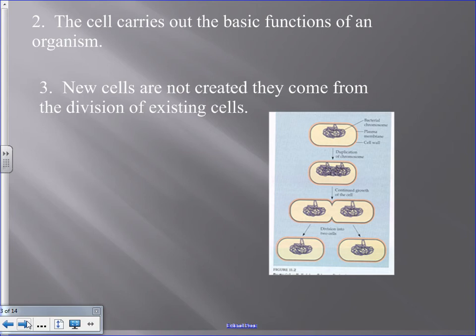So those are the 3 points of the cell theory, all very important. All organisms are made up of cells. The cell carries out the basic functions of an organism. Cells are not created. They come from the division of existing cells.